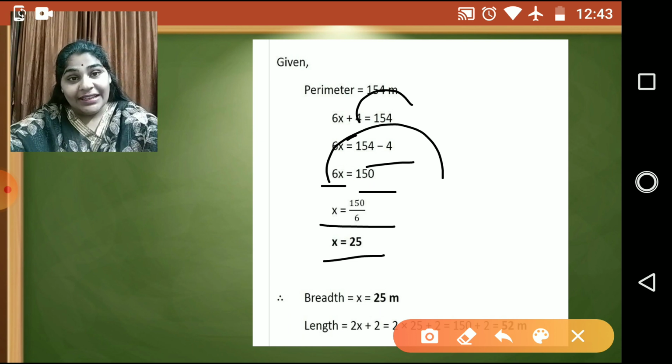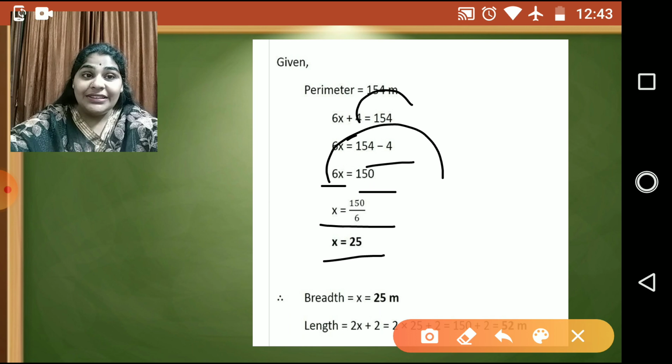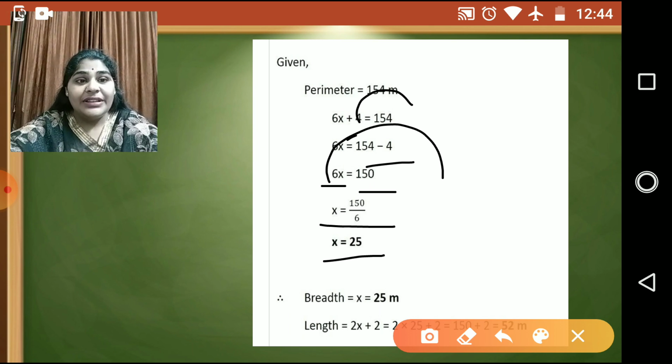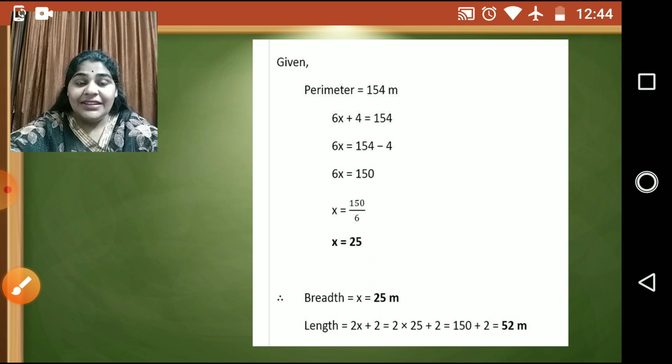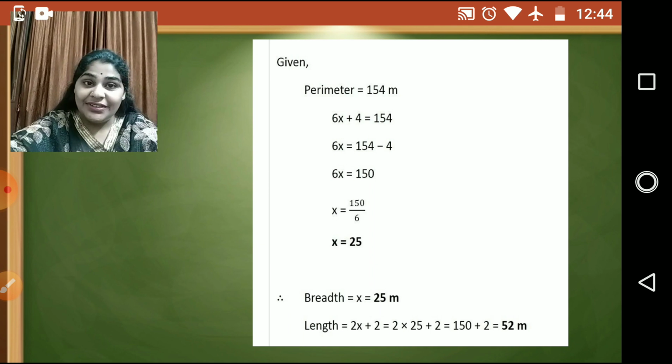We have considered x as the breadth, children. So the breadth is 25, and the length is 2 meters more than twice the breadth. So here you can see the breadth is 25, so the length will be 2 into 25 plus 2. That is nothing but 52 meters.